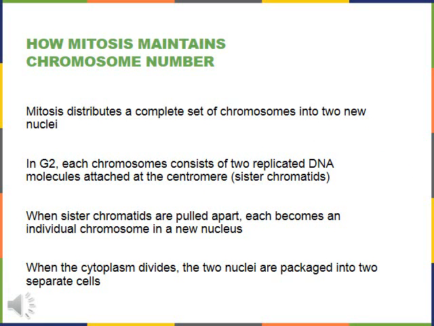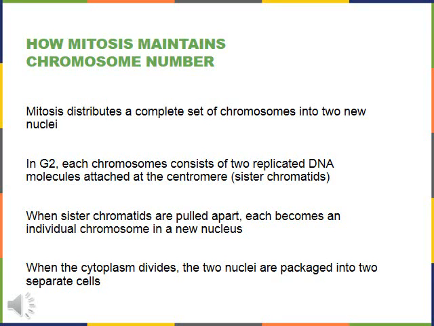During mitosis, we're making an exact copy of our parent, and as such, during all the phases that we've talked about, a complete set of chromosomes is being copied and placed into two new daughter cells. In G2, the chromosomes consist of the two replicated DNA molecules attached at the centromere, making that X shape with the sister chromatids. Then when they're pulled apart, each will become an individual chromosome again in a new nucleus.